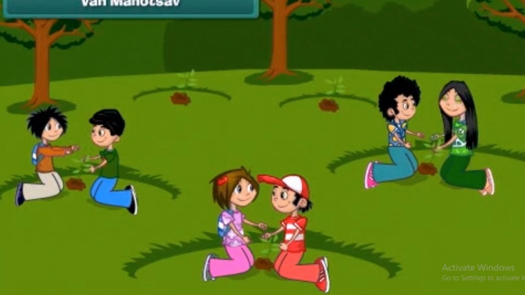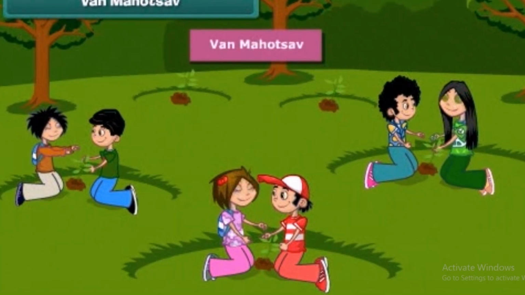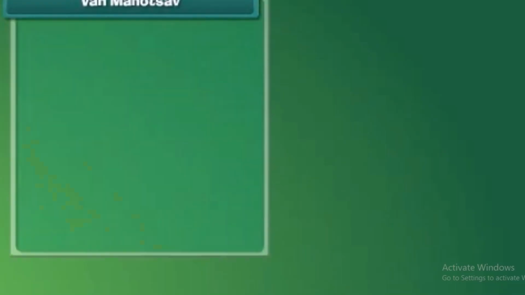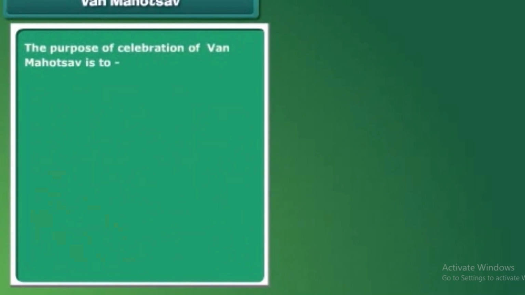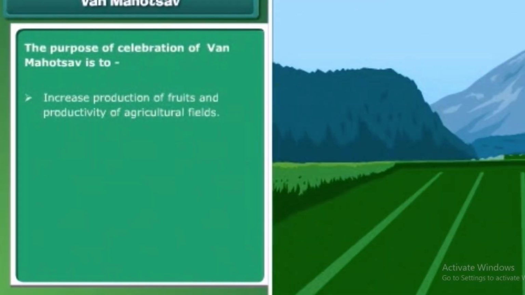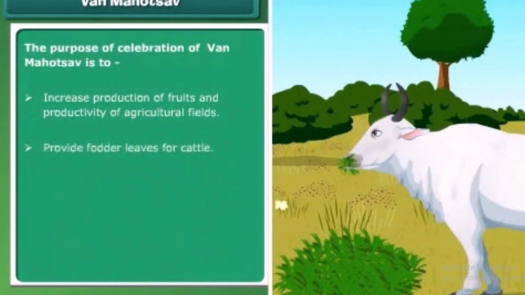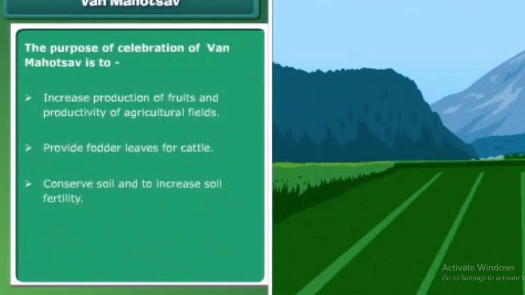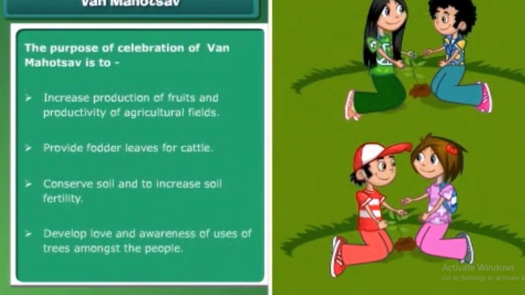Friends, now let's know about Van Mahotsav. Van Mahotsav is a tree planting festival celebrated in the month of July every year. We celebrate Van Mahotsav to increase production of fruits and productivity of agricultural fields, provide fodder leaves for cattle, conserve soil, and increase the fertility of the soil, and to generate love and awareness of uses of trees among the people.